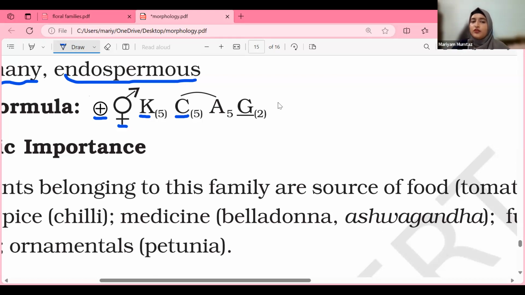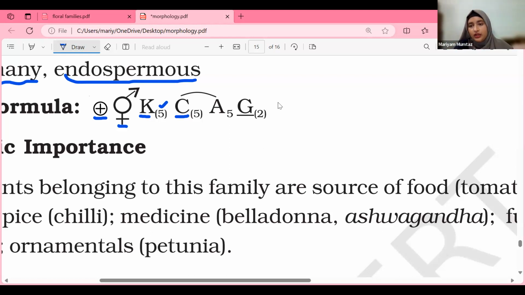Okay, now let's move on to the K, which was the calyx. Now, they have written that the calyx is 5 in number. So we have written 5 here. And then the calyx are fused. They are gamosepalous. So that is why the bracket is there. Isn't this bracket also known as parenthesis? I think so. It is named as parenthesis.